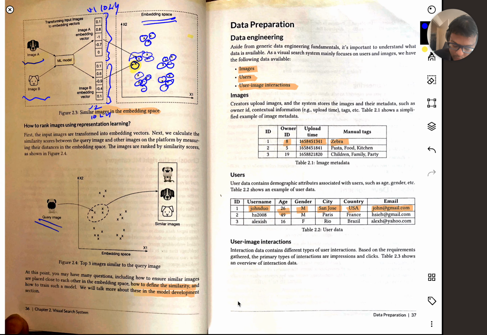So let's say you have a query image of a dog, and you embed it, and you are searching for like 3 similar images to that. Assuming that you can learn a function which can transform any image into this sort of embedding space, there will be 3 dogs which are very close to this, and you can compute the distance between them, and take these 3 closest ones.